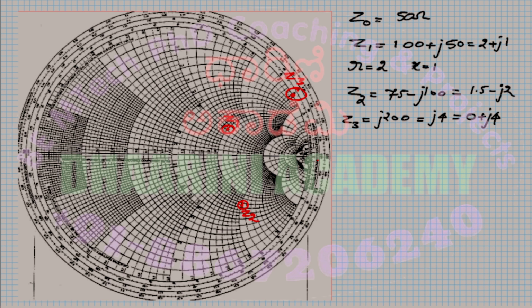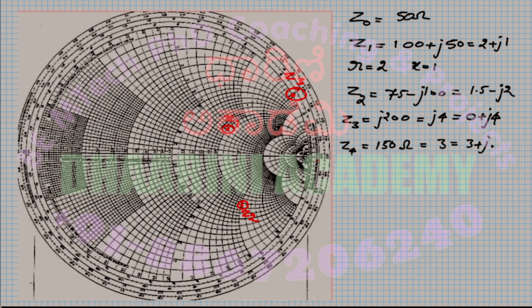I hope it is clear. Then let's move to the next point. I want to mark another point, say Z4 equal to 150 ohms. When you divide that by 50, you are going to get 3. So I just have to identify r equal to 3. I can write this as 3 plus J0.